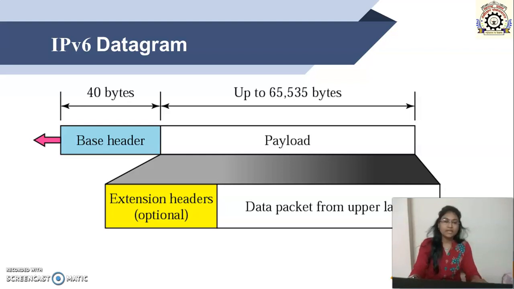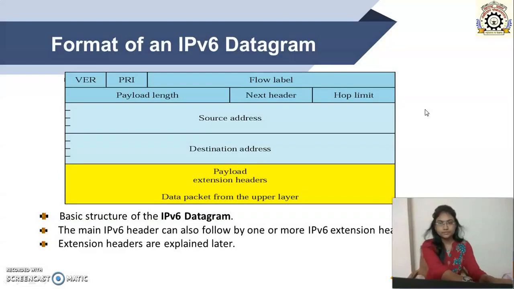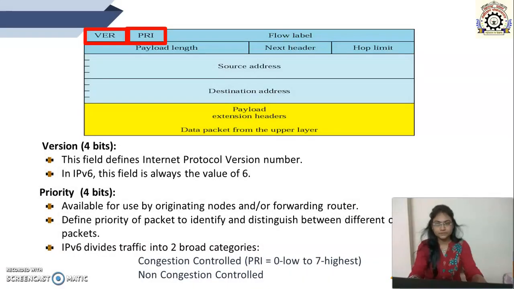From upper layer means from transport layer. Here we say transport layer because the IPv6 protocol works at the network layer and in the ISO OSI model, the transport layer is present as the upper layer of the network layer. So we can say data packet from transport layer. This is the basic structure containing each and every field of the datagram. Now we will see the working or the significance of each and every field.